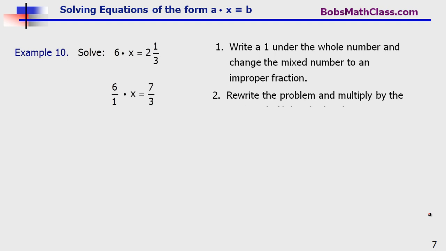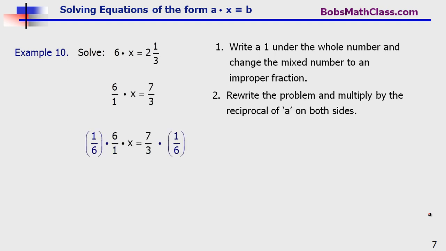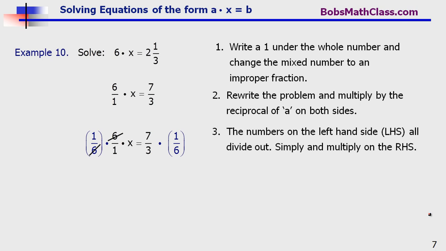Okay, so we're going to multiply by the reciprocal of 6 over 1, which is 1 over 6. Nothing reduces this time on the right side. On the left side, the 6's cancel. So our answer is 7 over 18.